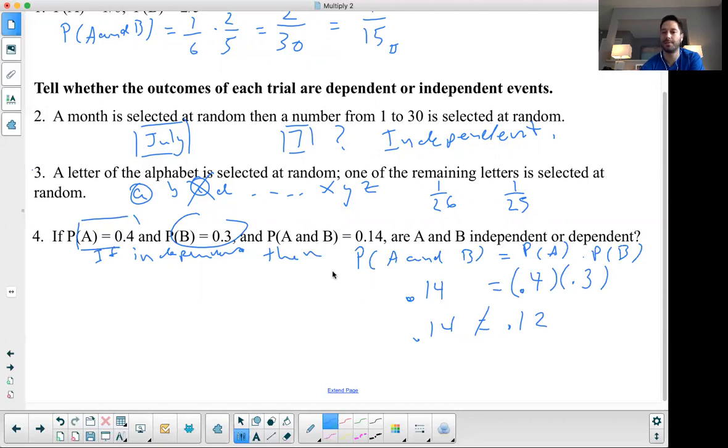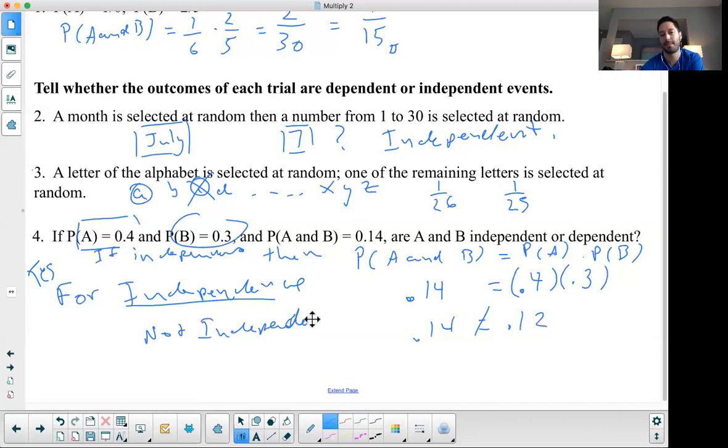This is a test for independence. Okay, this is key. It's a test for independence. It failed the test, which means they're not independent. Another way of writing that is to simply say they are dependent.